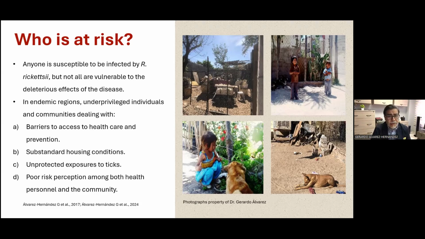So these are a wide range of determinants at the population level that play a really important role to explain the epidemiological profile we see in some regions in Mexico and the potential that can occur in some other areas of the US.